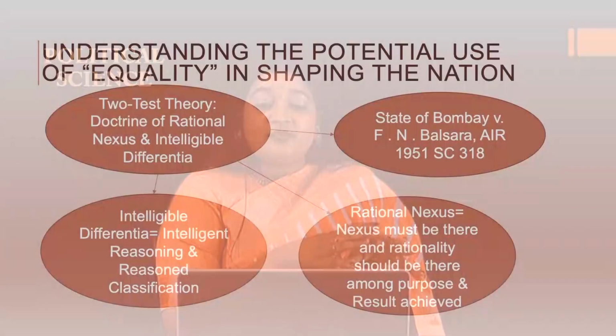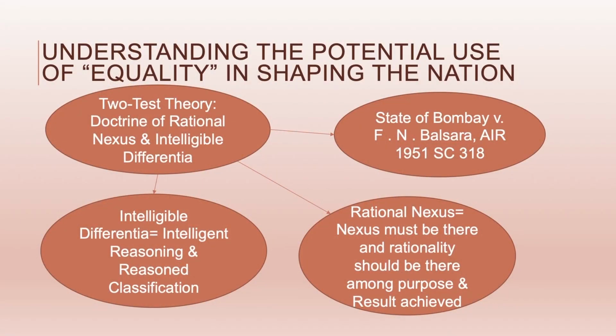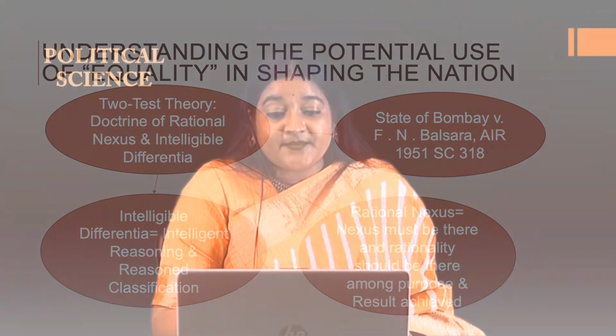So here, when we are discussing this two test theory, there is one prominent and landmark judgment which we need to read and which is mostly discussed by prominent jurists and judges of this country, State of Bombay versus F.N. Balsara, AIR 1951 SC 318. This gave the first essence to the two test theory, that is the doctrine of rational nexus and intelligible differentia.